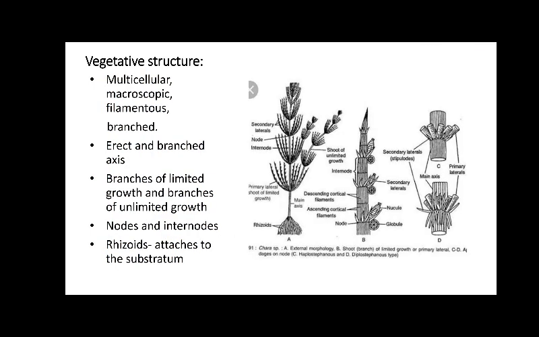Coming to the vegetative structure, apart from the other two members which we have studied under Chlorophyceae, that is Chlamydomonas and Volvox, these are multicellular macroscopic filamentous branched structures, just like green plants. They have an erect and branched axis consisting of two types of branches, branches of limited growth and branches of unlimited growth, and both contain nodes and internodes. Apart from the main axis, there are rhizoids which help the Chara plant attach to the substrate.